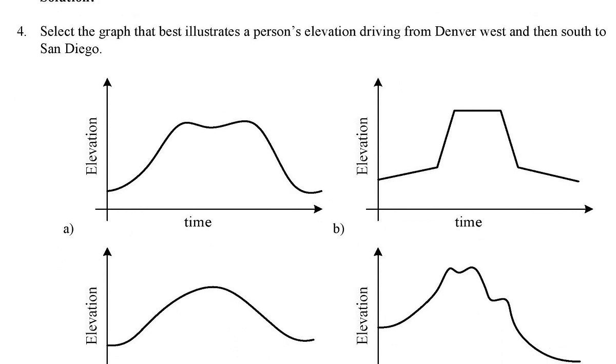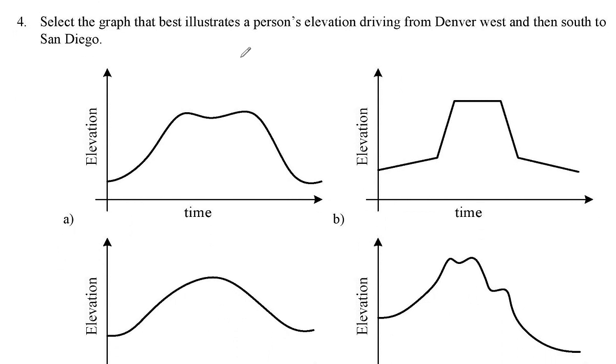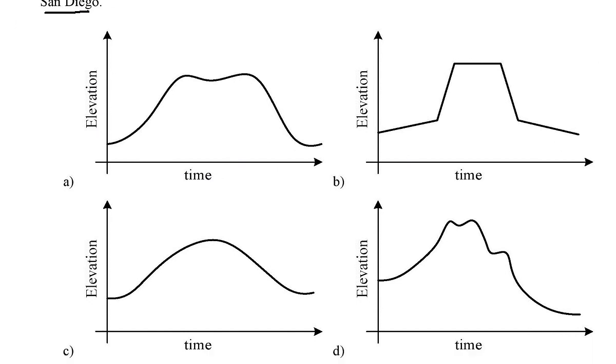Number 4, we're sketching a graph that best illustrates a person's elevation if they're driving from Denver west and then south to San Diego. Remember that Denver is at a higher elevation. Elevation is on our vertical, time on our horizontal. Denver is at a higher elevation than San Diego.